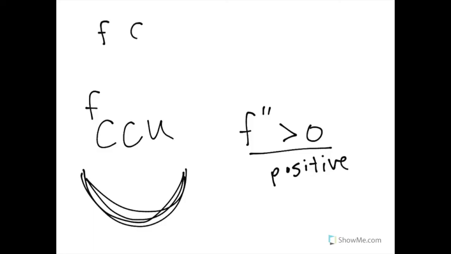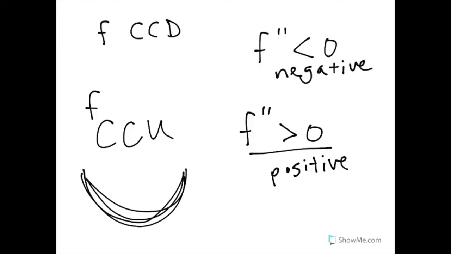Well, when f is concave down, this is a situation where f double prime is less than 0. That's negative. Well, what do negative people do? Yeah, they frown, right? So there's a frowny face. So f double prime is negative. That means your graph is going to look like an upside down bowl, or a frowny face like that. So if we know how f double prime is behaving, then we can understand what is happening in the graph of f.